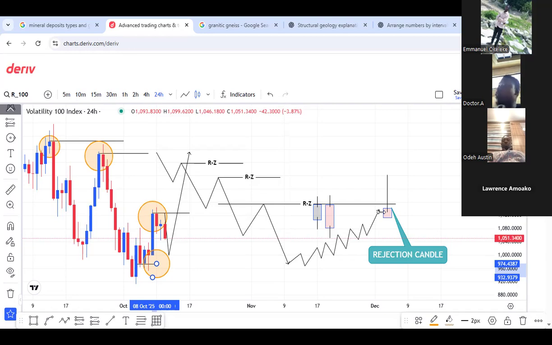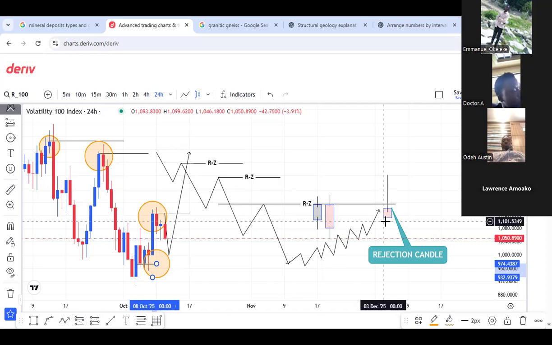Excuse me, can you hear me? Yeah, I'm hearing you. Okay, so my question is, this rejection candle. Is it possible that the rejection candle will go all the way to the second resistance zone, then come back? What would price normally do?